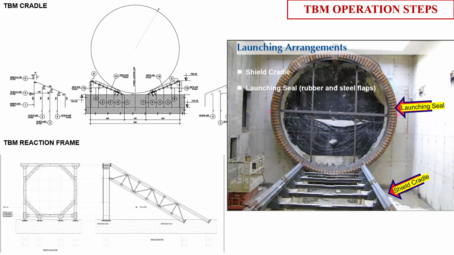It's basically a gasket type of thing, but it's not necessary in every project. It depends on your type of ground, the permeability of the ground, or if you're expecting some sort of water ingress during this operation, then we put a sealing ring. In Calcutta Metro we put a sealing ring, but in Pune, Ahmedabad, Lucknow we never put one because we did not expect that amount of water.